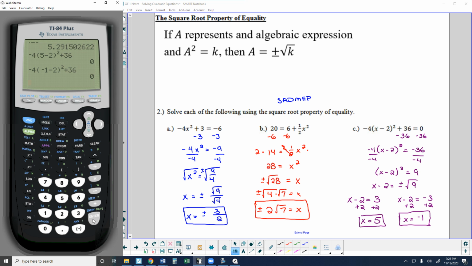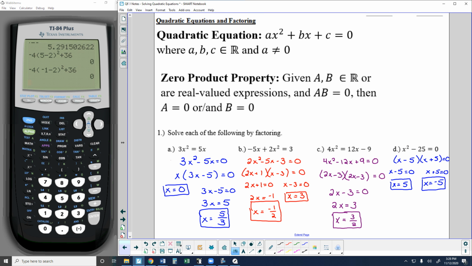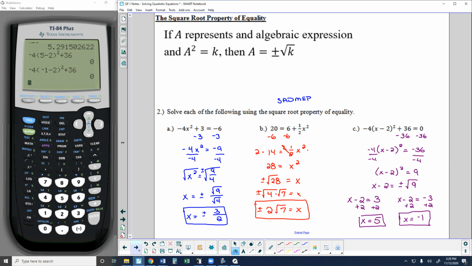So these are our first two ways to solve quadratic equations. We can solve by using factoring and the zero product property, or we can solve following a reverse order of operations and the square root property of equality. This looks like a good place to stop for today. These are the first two of many methods we're going to have.